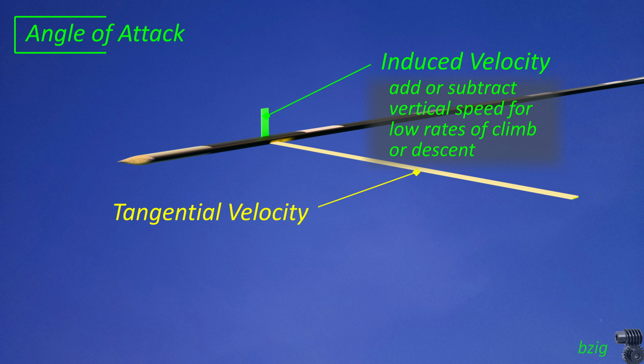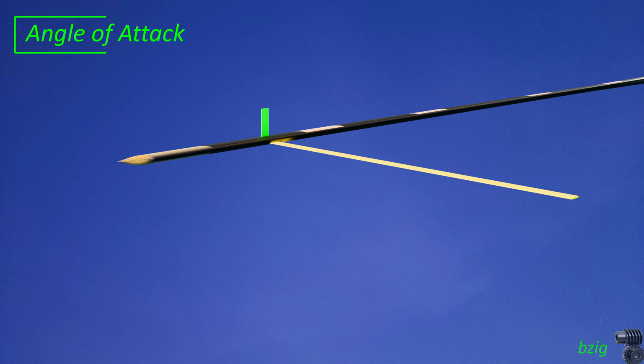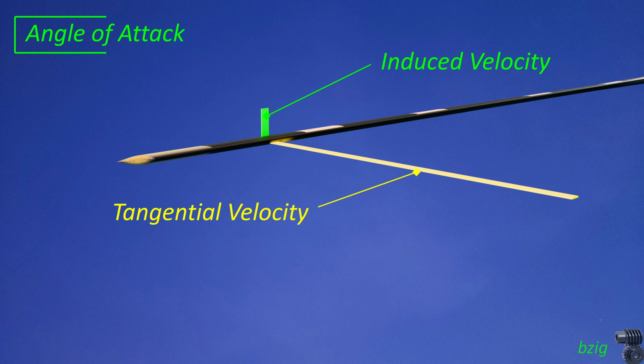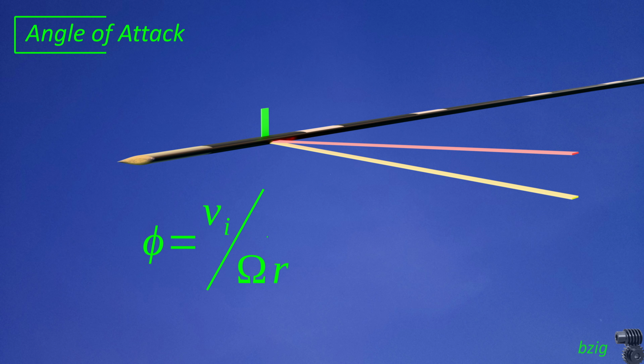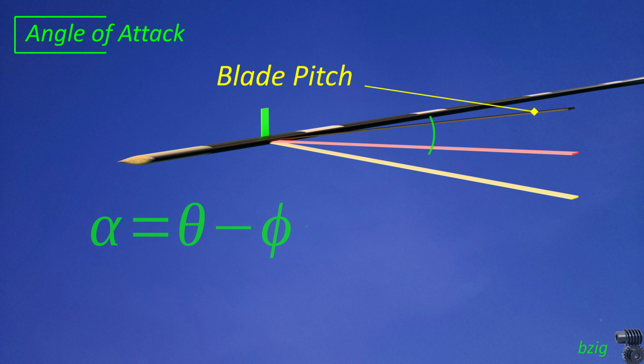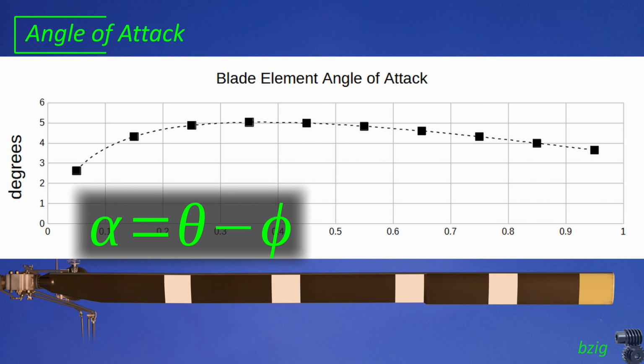Gessow and Myers say it's valid up to about 400 feet per minute or 2 meters per second. We now have a horizontal and a vertical velocity vector, the resultant of which is the blade element's total velocity vector. The angle of this vector is downwash over tangential velocity. And since we already know the blade's pitch angle, the angle of attack is now just the angular difference between the blade pitch and total velocity. We now have everything we need to calculate the net aerodynamic force at each blade section.